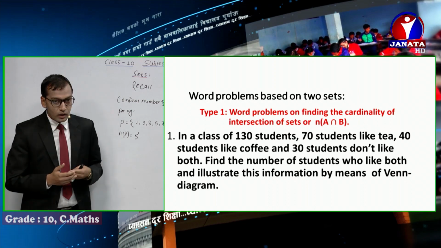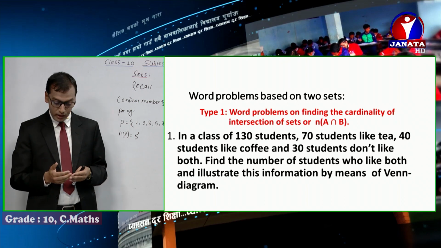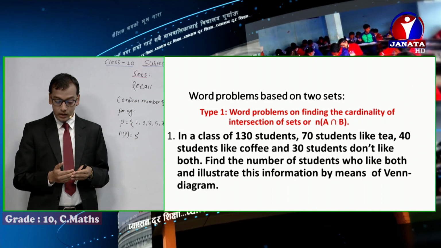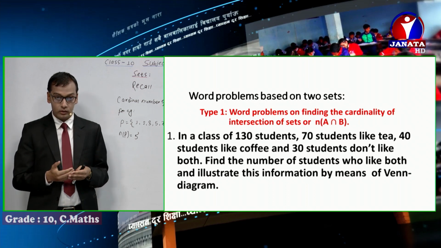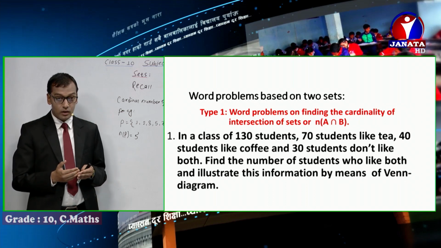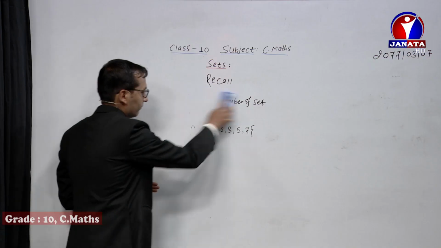Let me start from the first question. You can see the question in the slide. The first question is: in a class of 130 students, 70 students like tea, 40 students like coffee, and 30 students don't like both. Find the number of students who like both and show this information by means of a Venn diagram.